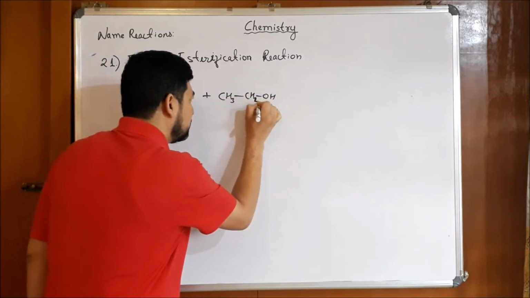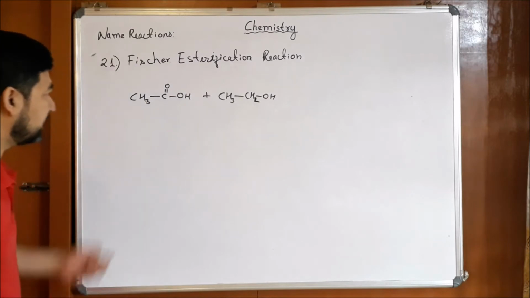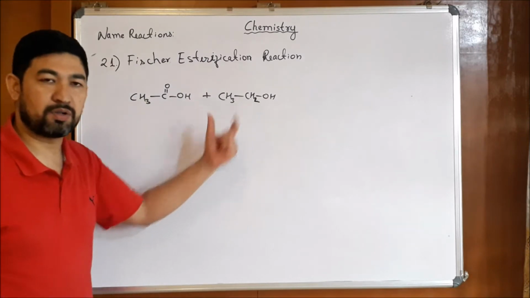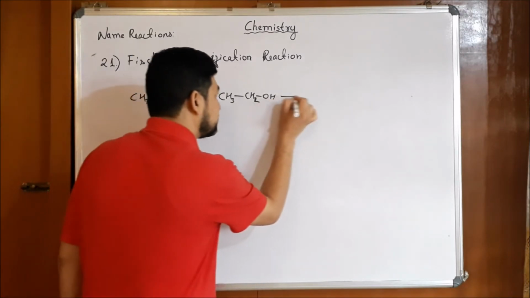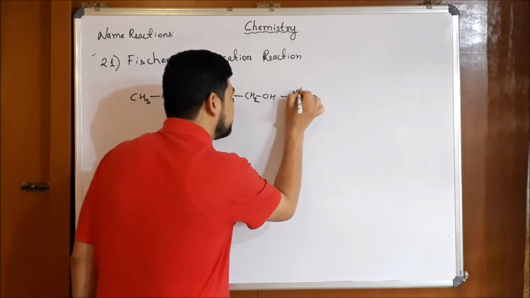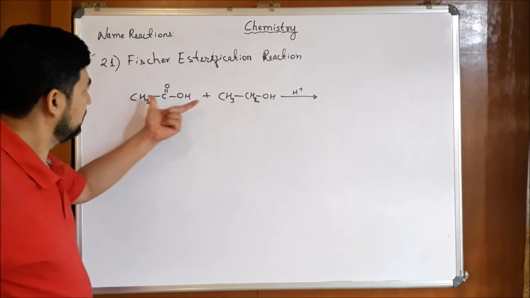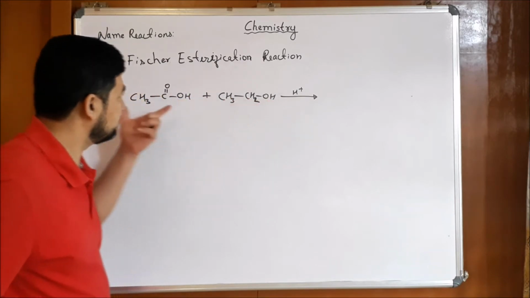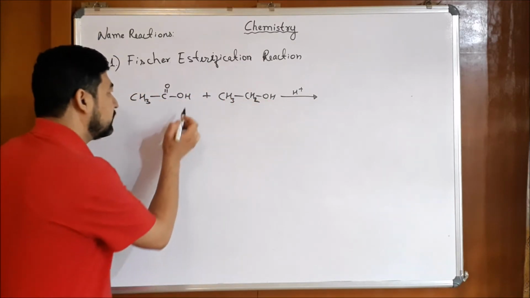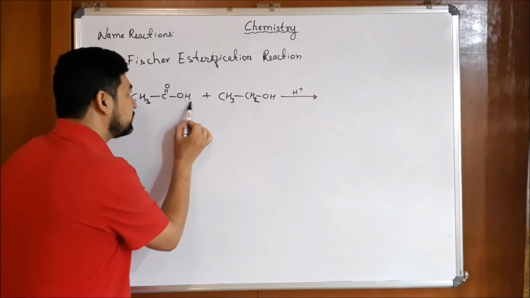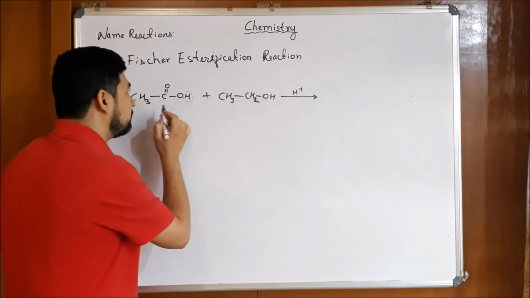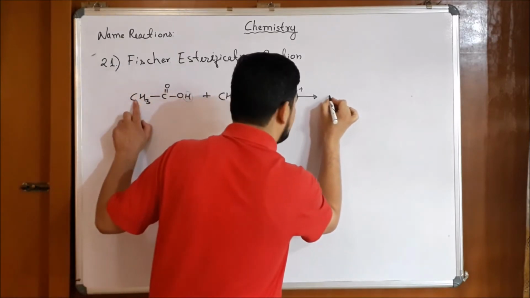I'm taking acetic acid and ethanol. When these two react in the presence of an acid, we call it a mineral acid, OH will come out from here and H from here. So we'll start writing from here.